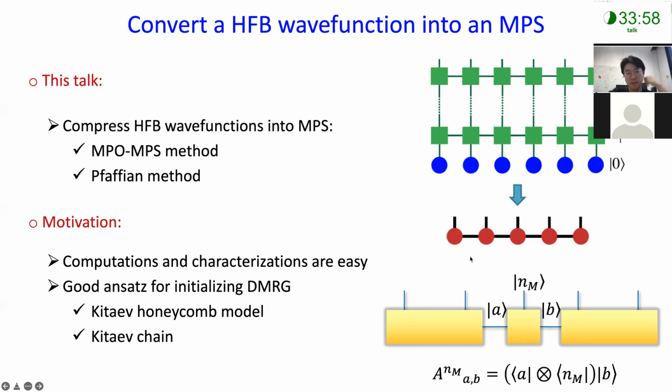For this method, we will use some property of a fermionic Gaussian state. So we will directly convert a reduced density matrix of a Gaussian state into an MPS tensor. And we will mainly use the Kitaev honeycomb model and the Kitaev chain as benchmark models to show our numerical results.